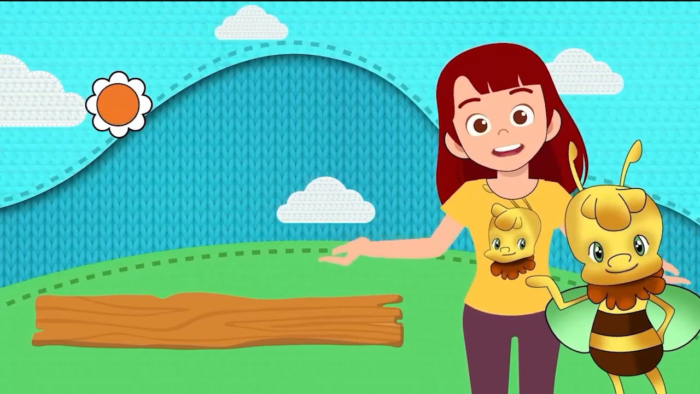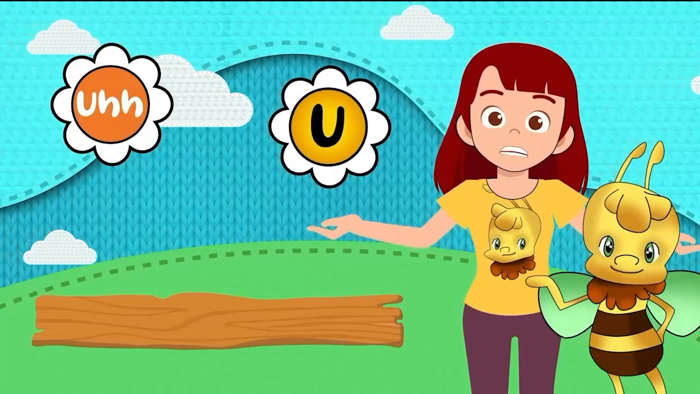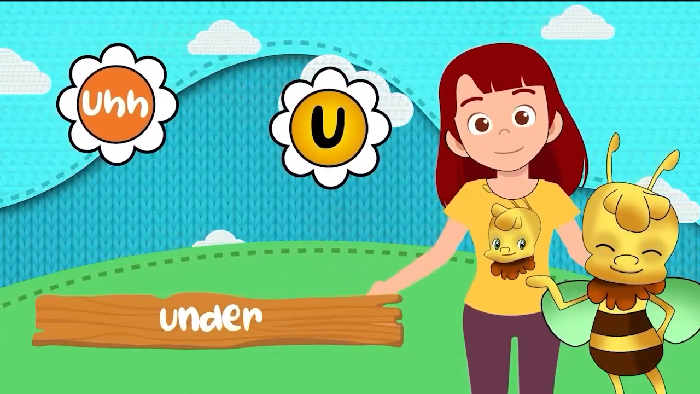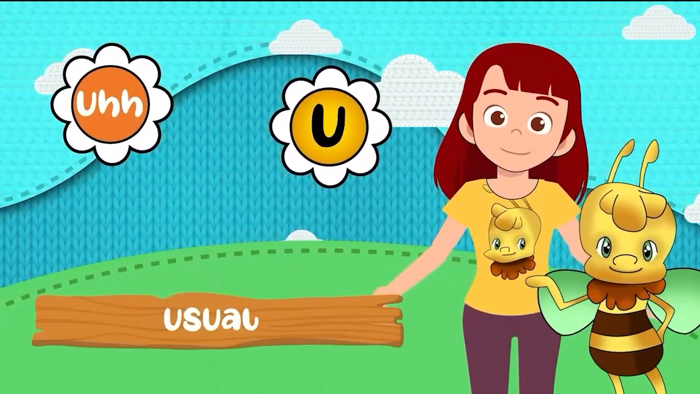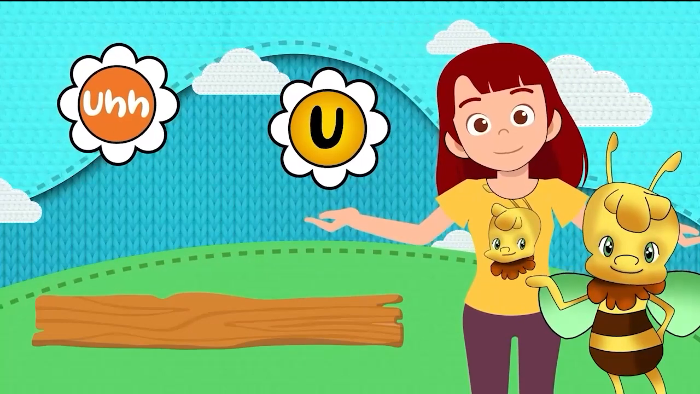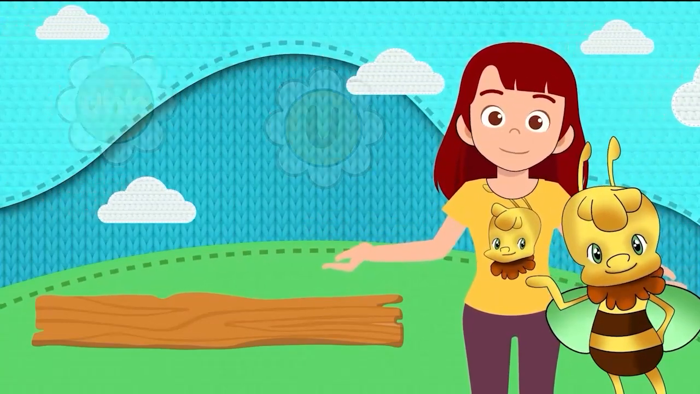We get the sound uh from the letter U. We use the sound uh to say words like umbrella, under, and usual. Practice saying it again. Uh. One more time. Uh. Superb!